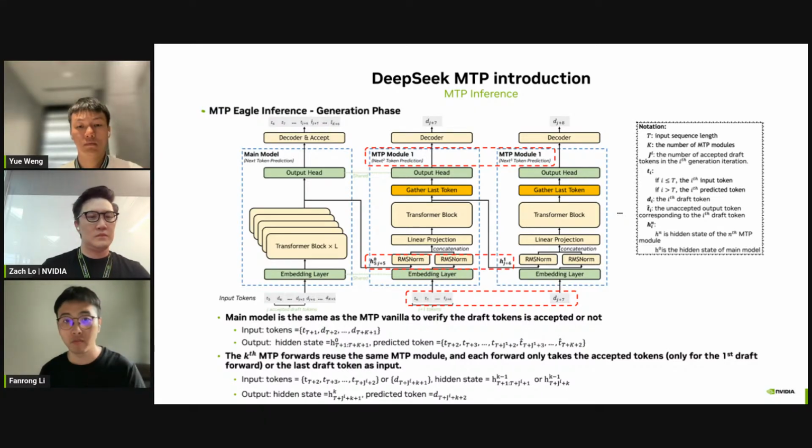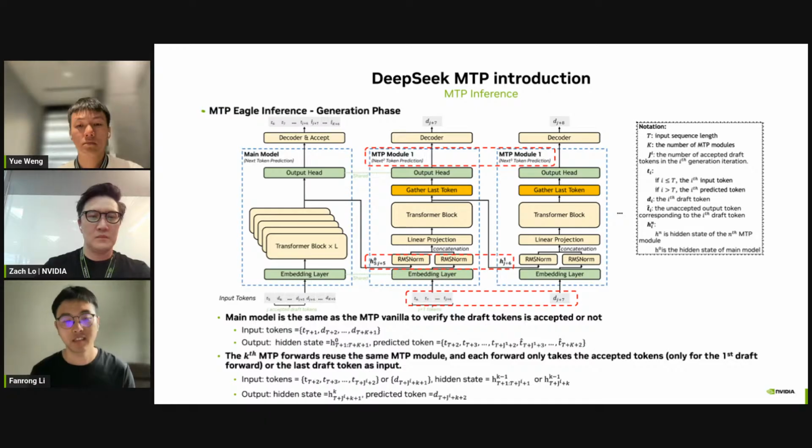For the second MTP forward, it is similar to the context phase. We only need to input the draft token predicted in the last forward. Here this is the new draft token, and we input it to the same MTP module, and we can predict the next draft token. This is the difference between MTP Eagle and MTP vanilla.